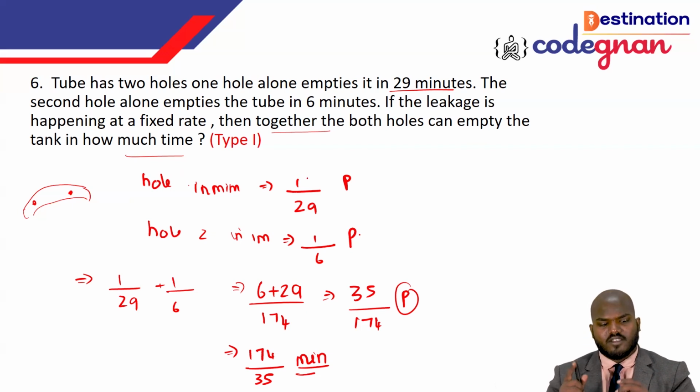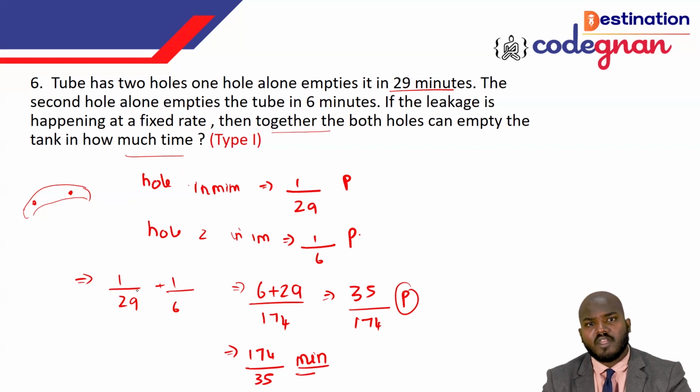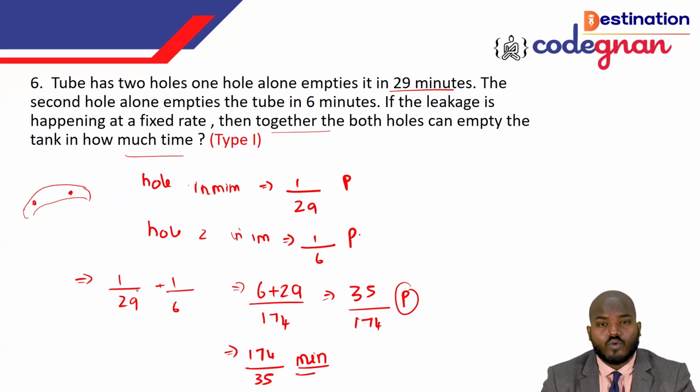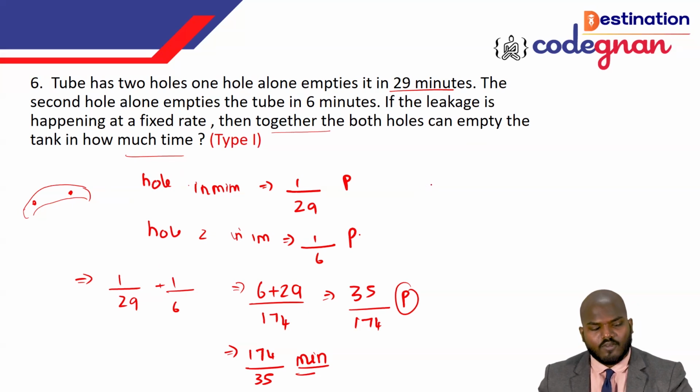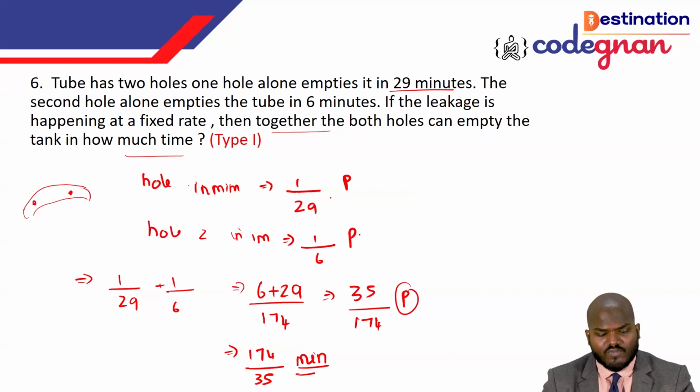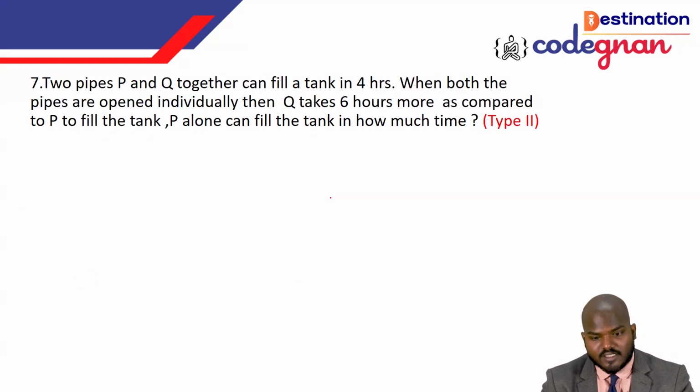That is, to empty the tank, we take the combination. If you take the combination, 29 and 6 will give you the LCM 174. If you work this out with cross multiplication, 6 plus 29 gives 35 over 174. We can't cancel this directly, and it would give a decimal, so we keep it as 174 by 35. I hope you understand the question. Okay, so next is the next type.